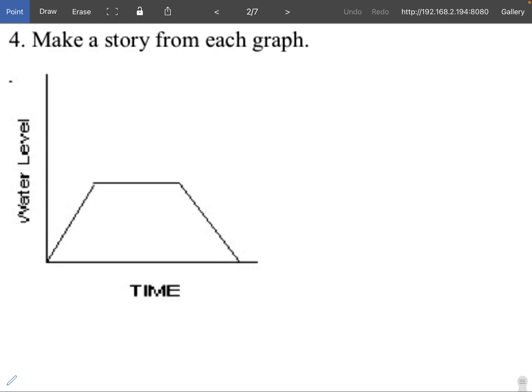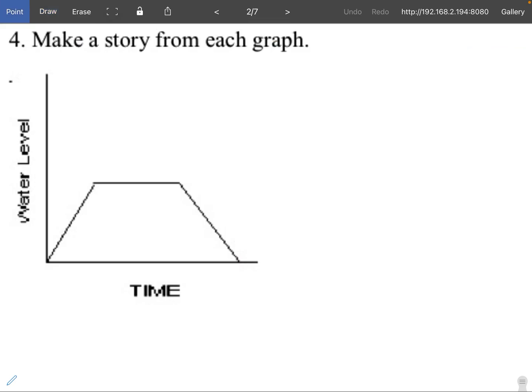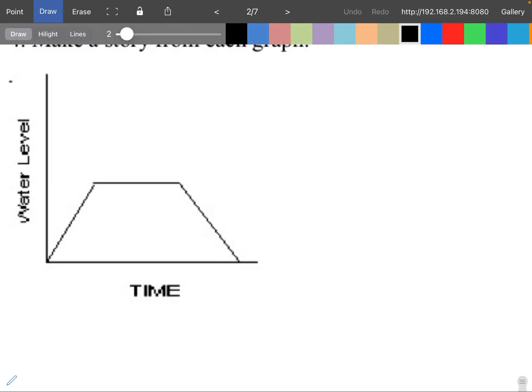Now these last two, we got to make up our own. They give us the graph and we got to make up the situation. So we got to write a little story for each graph. So here's number 4. So notice on the y-axis you got water level, and then on the x-axis you got time. So what's happening to the water level here? Yeah, it's increasing. Then what's up with the water level here? Yeah, it's constant, it stays the same. So over time, the amount of water does not change. And then eventually right here, the water level is 0 again, right?